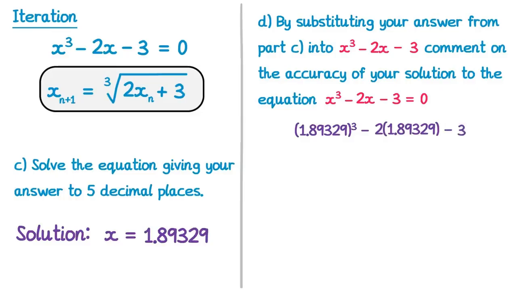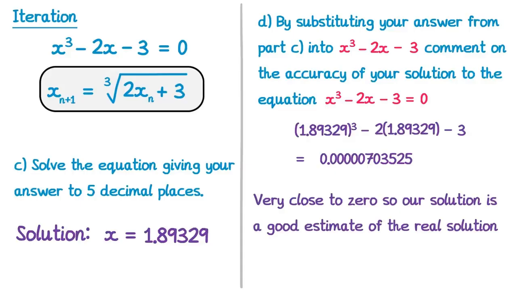Now if you type this into a calculator, you'll get 0.00000703525. So a very, very small number. So we could say that this is very close to 0, so our solution is a good estimate for the real solution.